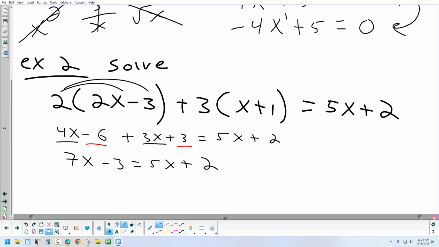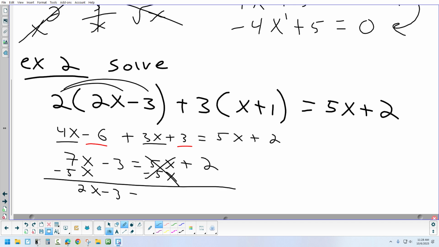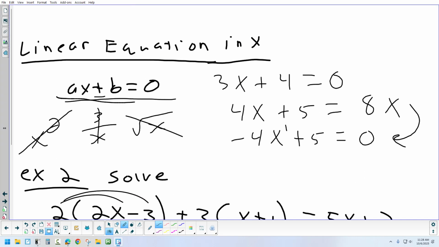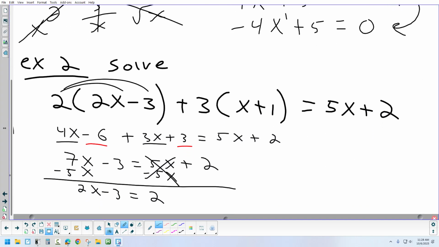Yep. Subtract 5x. I would subtract the 5x from both sides. That's going to put all the x's on the left side. And now we've got 2x minus 3 equals 2. If I wanted to, this wouldn't help me get x alone, but I could put the 2 on the left side, and it would say 2x minus 5 equals 0. That's exactly the format of a linear equation. So this was a linear equation, even though it didn't look like it at first. When you do it out, it is.